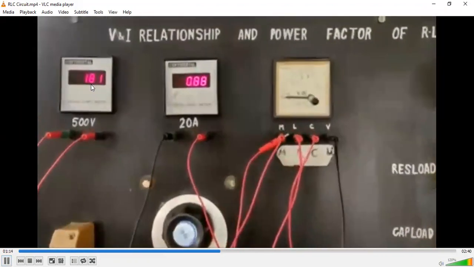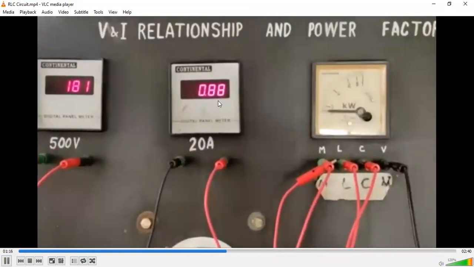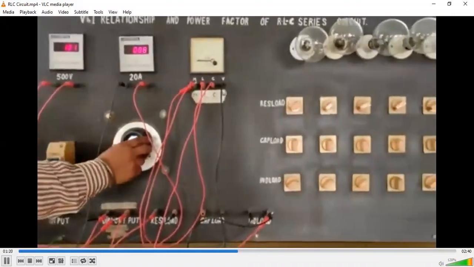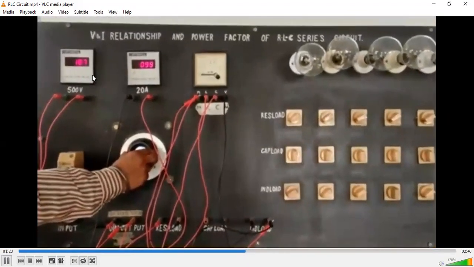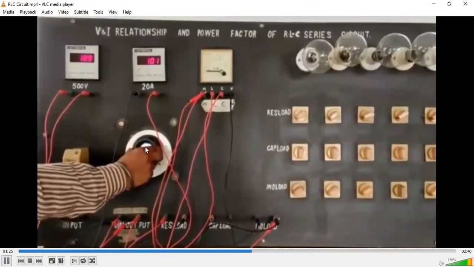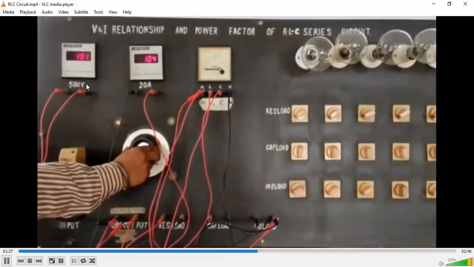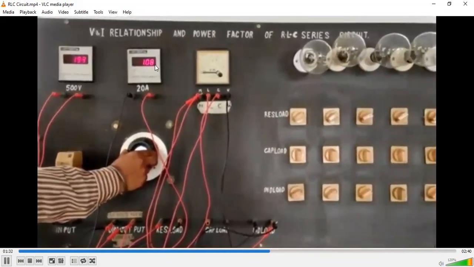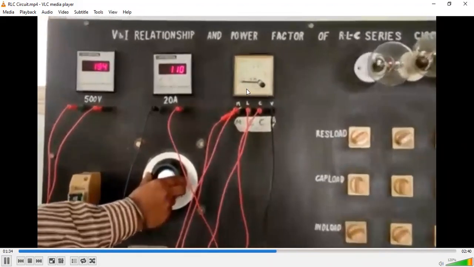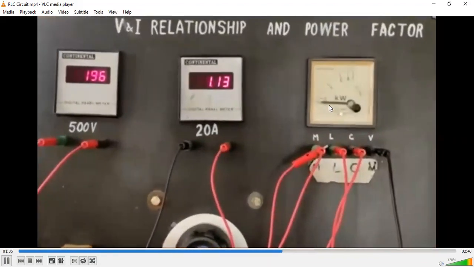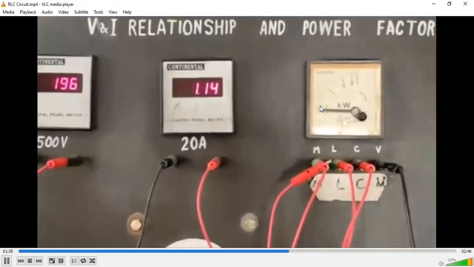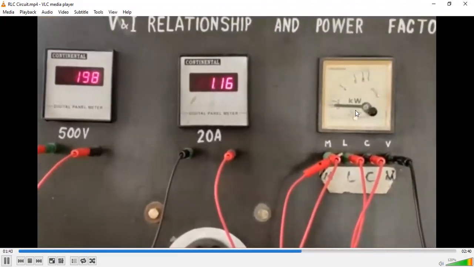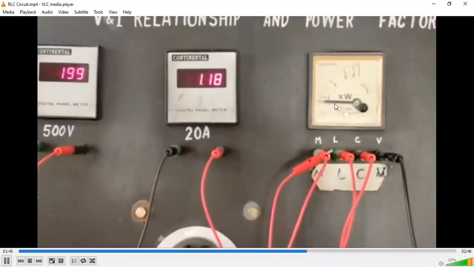Just see here, now it is 181.89, the current is there, and here is the power. Now when we increase it, it is now 190, and the current comes out to be 1.08. Just note that there is a little increase in the power. Why is there only a little increase? Because the scale is in kilowatts. So that's why we observe only a little increase in the power.